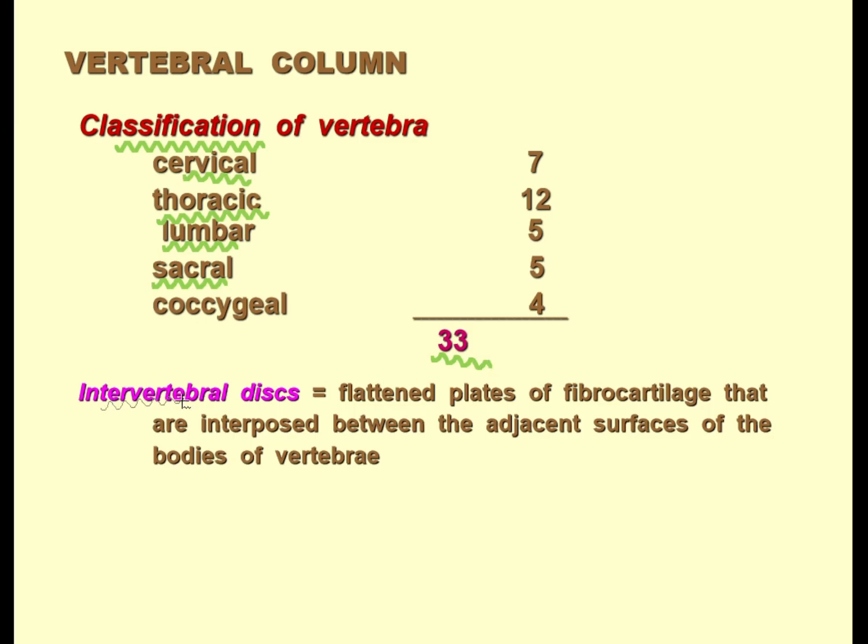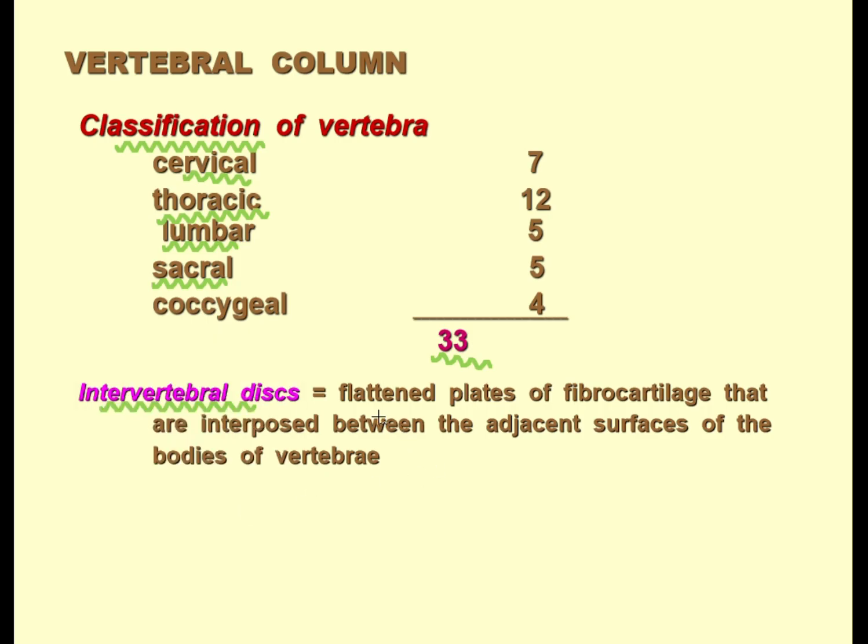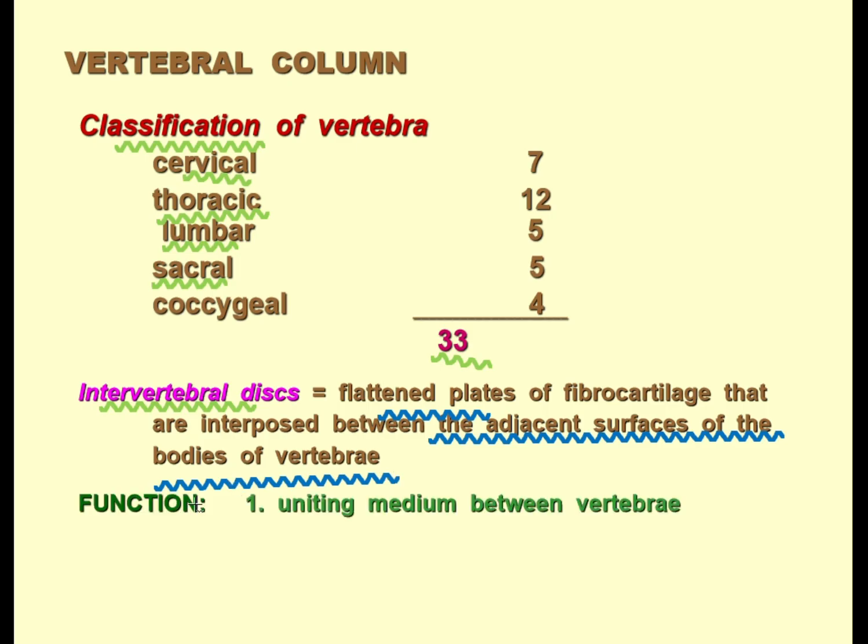Then the intervertebral disc. So what is the intervertebral disc? Generally it is a flattened plate of fibrocartilage that is interposed between the adjacent surfaces of the bodies of vertebrae, right. And what is the function?